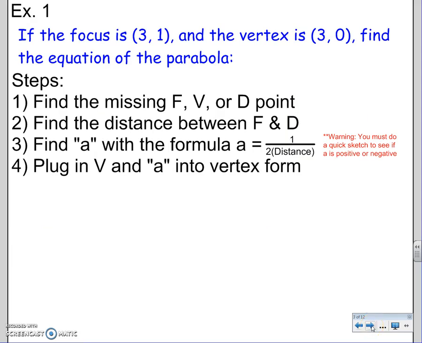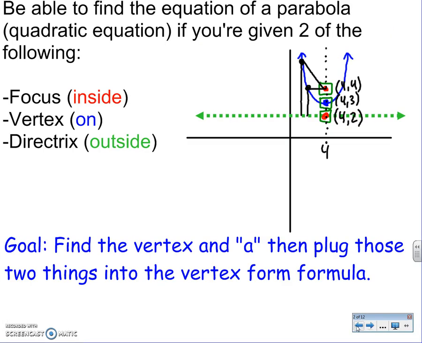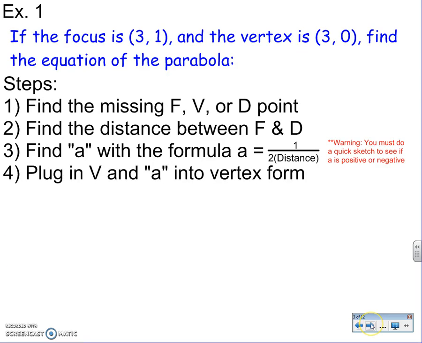So example 1. If the focus is 3, 1 and the vertex is 3, 0, find the equation of the parabola. And just so you know, remember the focus and directrix are not on the parabola. They're either inside or outside the parabola. Only the vertex is on that U.